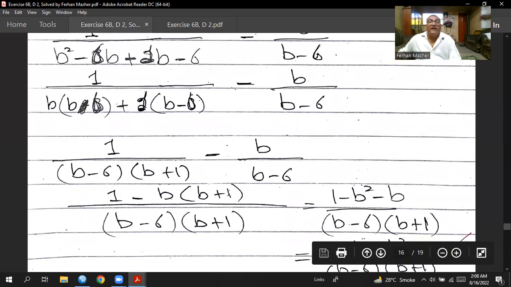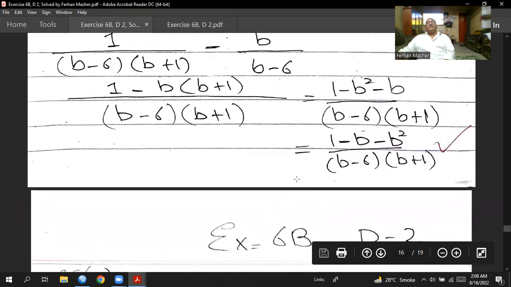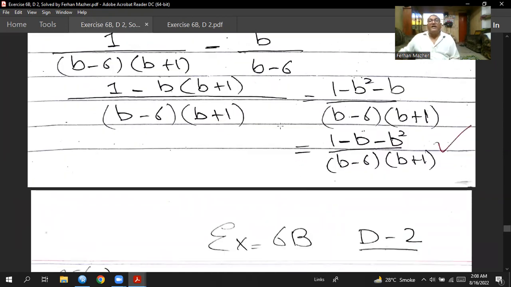So 1 minus b bracket b plus 1. So it will be 1 minus b square minus b. And downstairs I have b minus 6 and b plus 1 in the other bracket. So that's it. This is the answer.